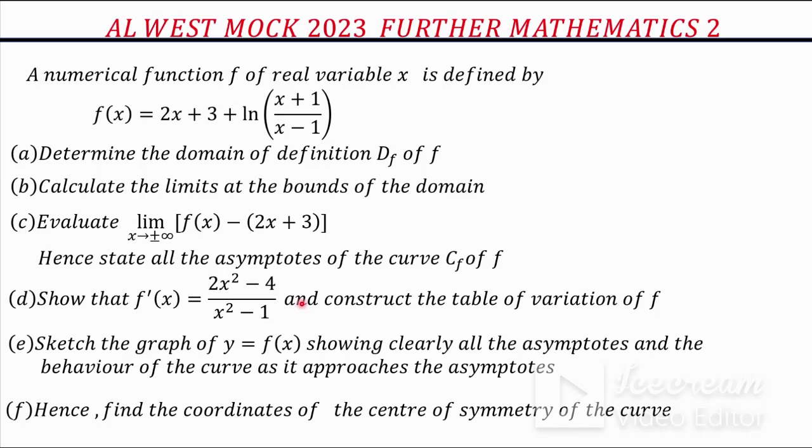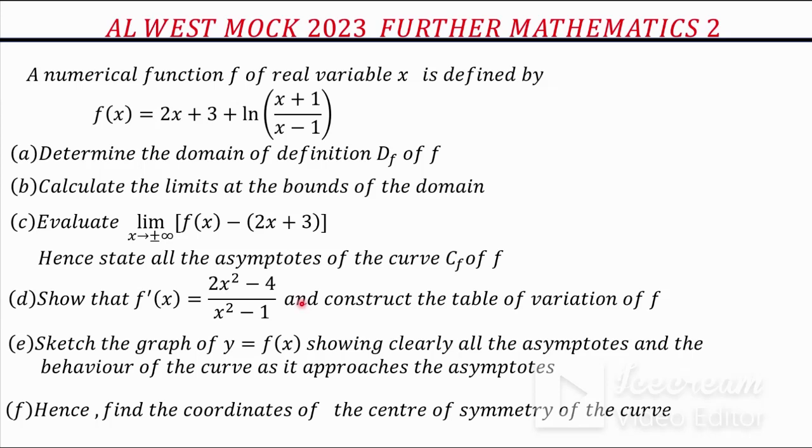The question reads: a numerical function f of real variable x is defined by f of x equals 2x plus 3 plus ln of (x plus 1) divided by (x minus 1). A. Determine the domain of definition Df of f. B. Calculate the limits at the bounds of the domain. C. Evaluate the limit as x tends to plus or minus infinity of f of x minus (2x plus 3). Hence, state all the asymptotes of the curve Cf of f.